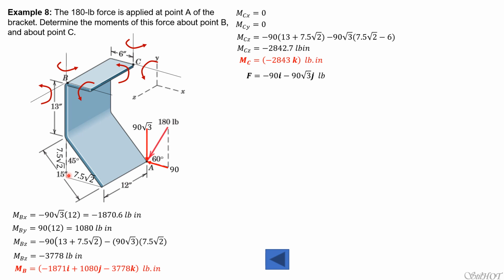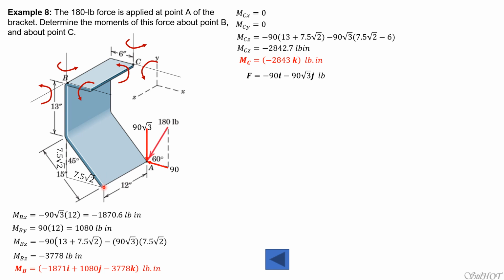That's parallel to the y-axis. So negative 13 minus 7.5 square root of 2. Then to the right, this is parallel to the x direction. So 7.5 square root of 2 i. Then backward, so that's along z. So negative 12.